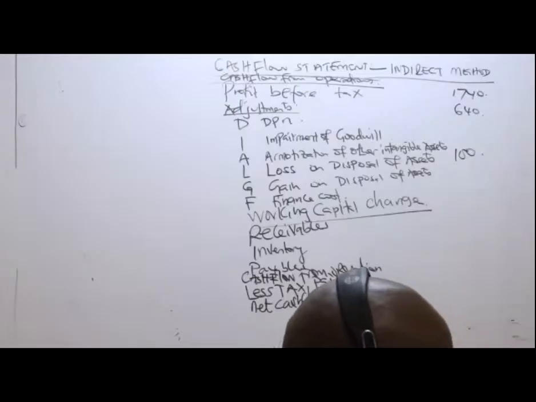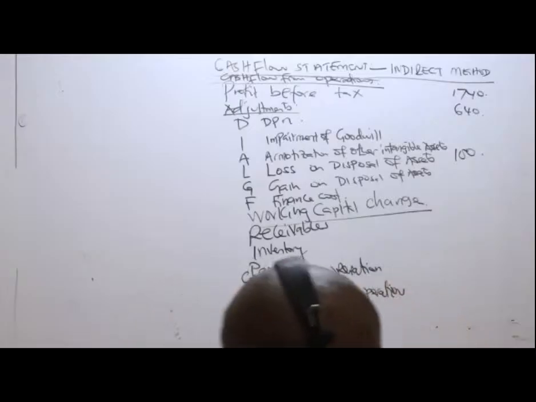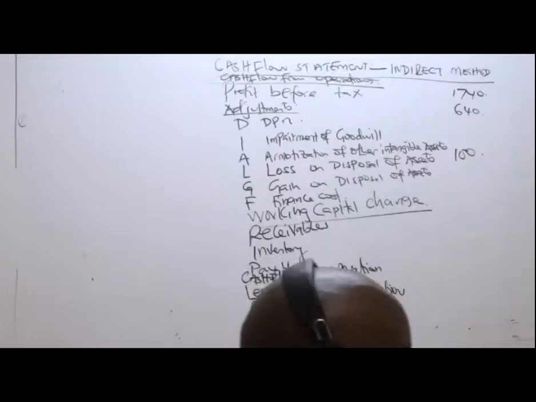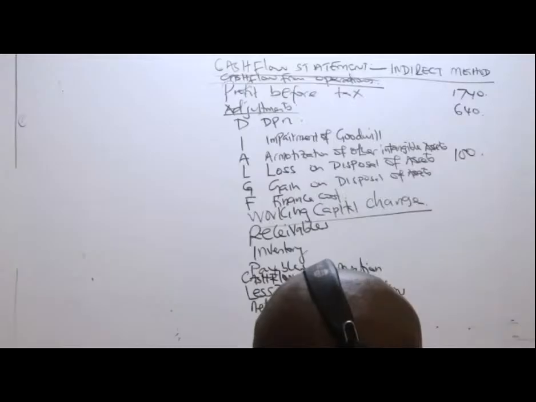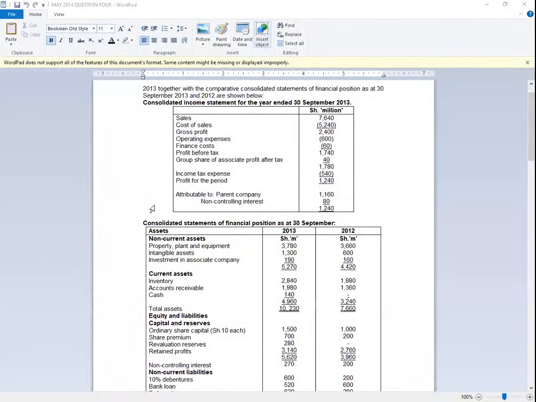Great, great, great. Now we continue. If you don't mind, let's continue. So I've been able to pick the loss on disposal of assets, right? Now from there, ladies and gentlemen, I'm looking around. What do I want here? I need to calculate a few things here now.